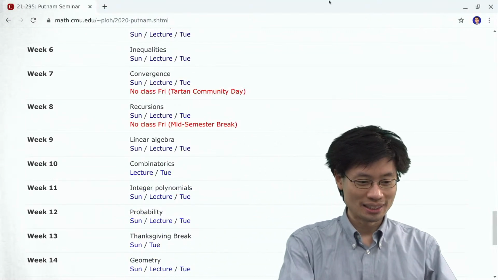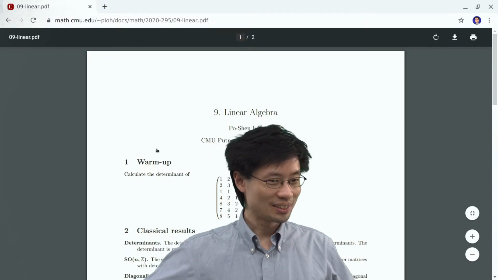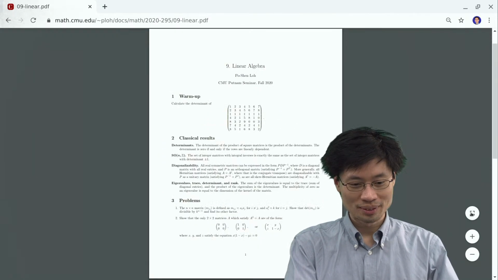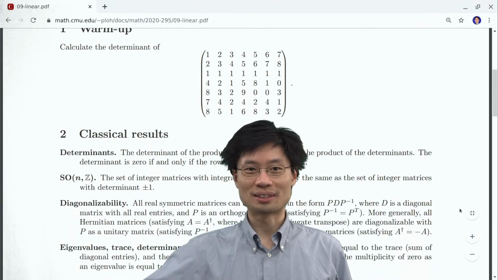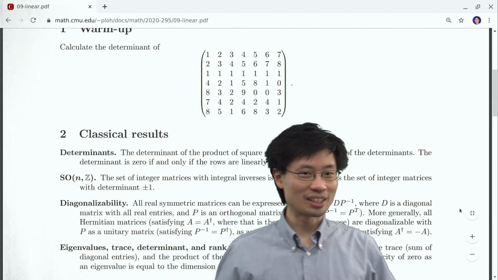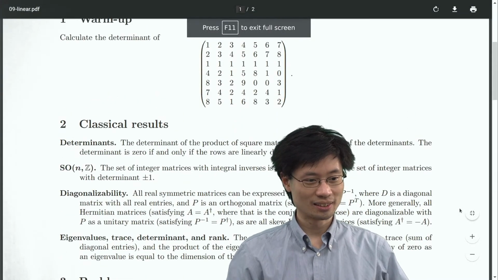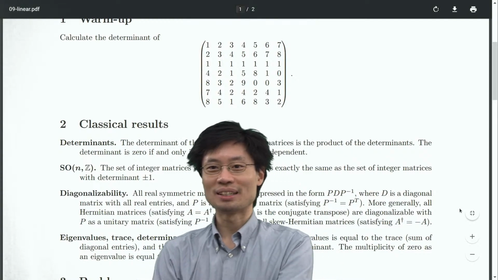And problems in linear algebra. Here we go. Oh yes, this is a good question to start with. I want to do a warm-up. The warm-up is to calculate the determinant of a ginormous matrix. Who wants to try to compute the determinant of that matrix? Raise hand. You computed it already?